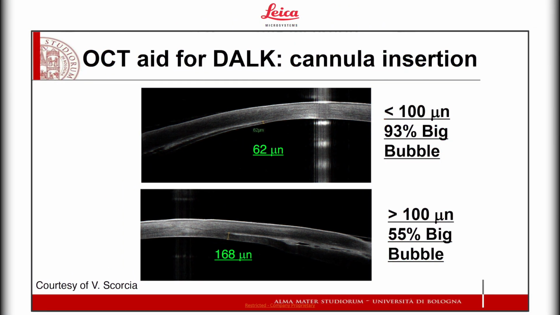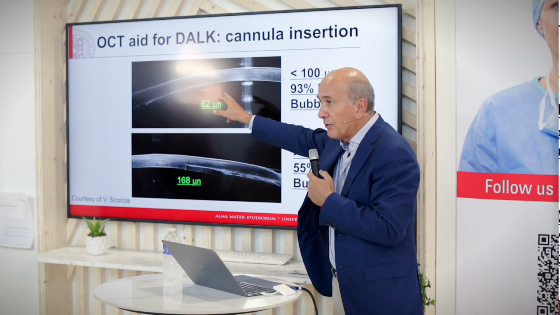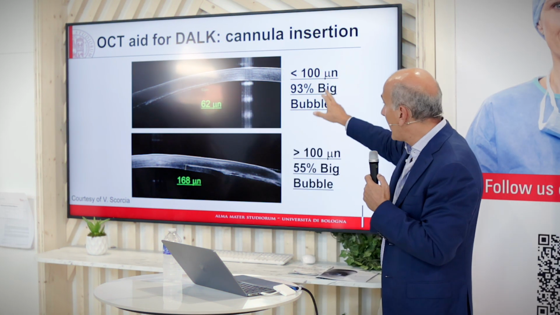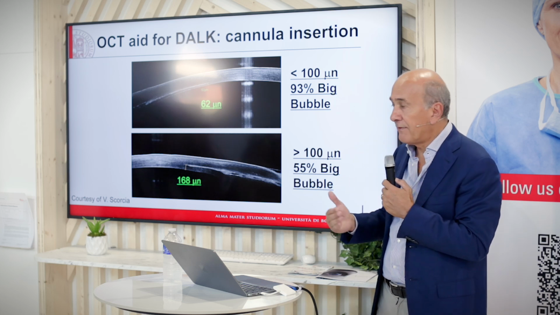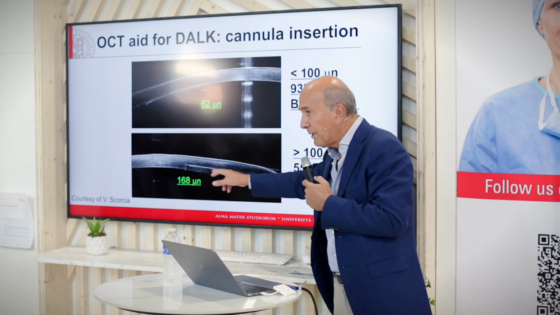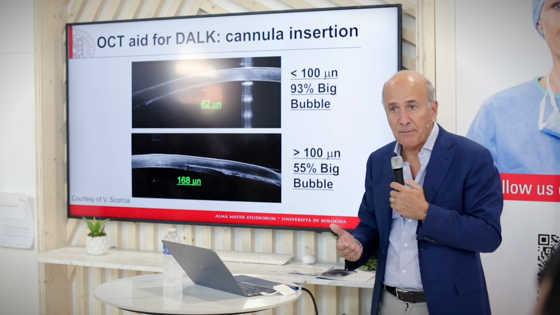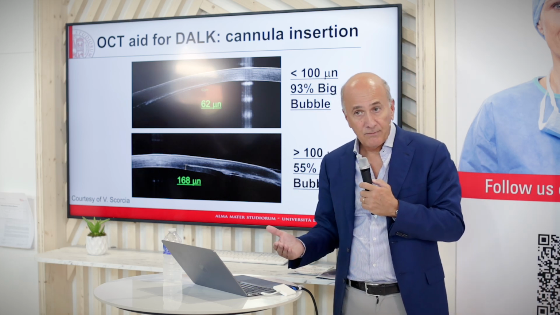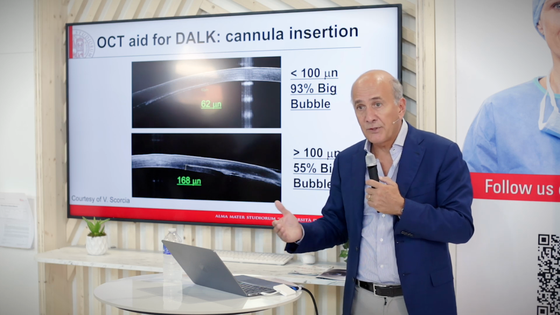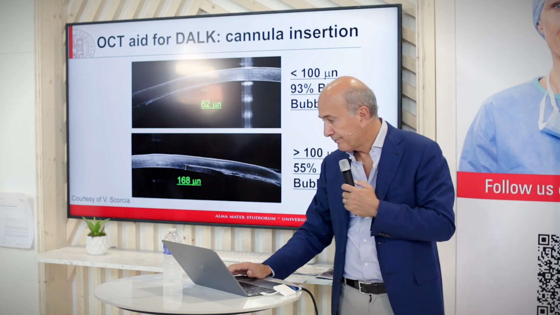And the reason depth in the stroma is important is that we know that if you're very close to the Descemet membrane, your chances of having a big bubble formation are very high. Vice versa, if you're not deep enough, you are far away from the Descemet membrane, and the chances of getting a big bubble formation are far less. So that is relevant for the success of your procedure.